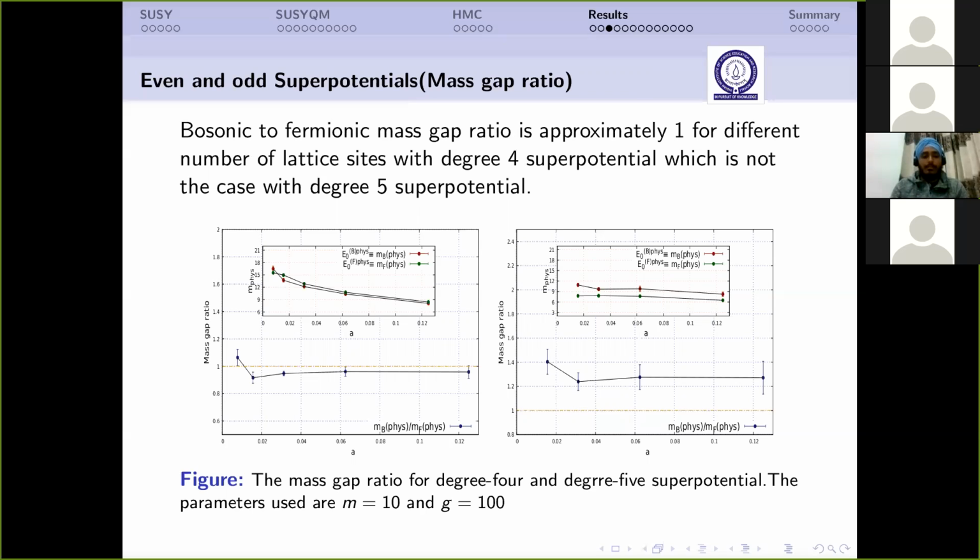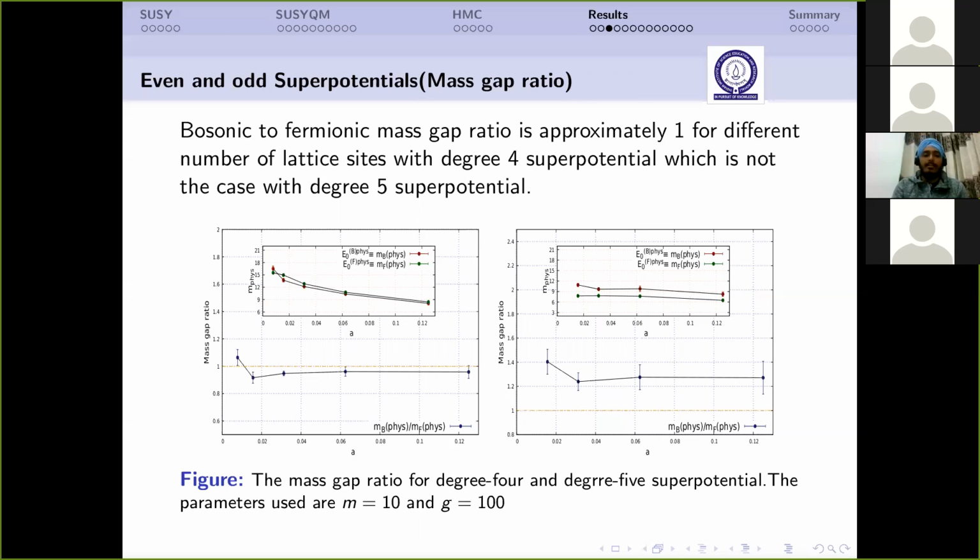The left figure is for degree 4, the right figure is for degree 5. In degree 4, we can see that the ratio of the bosonic and fermionic mass gaps is approximately equal to 1. But in the case of degree 5, it's not. So this is another piece of evidence showing that the even superpotentials have supersymmetry preserved, and there is supersymmetry breaking in the case of the odd superpotential.